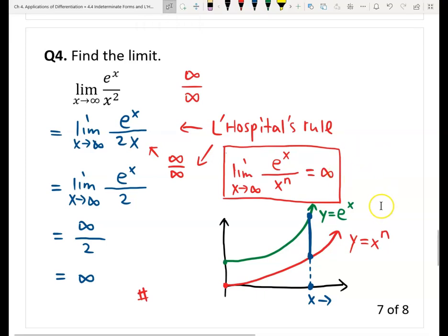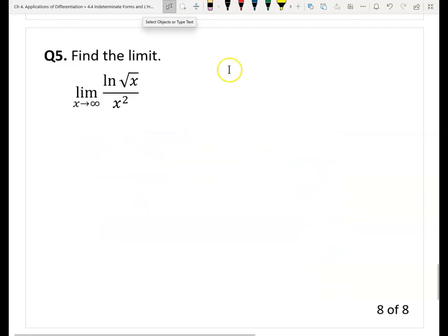If we put the last question and this question together, we have these results. Among the exponential function, power function, and the log function, which one is the fastest going up to infinity? Exponential. Which one is the slowest? The log function, right? And the power function is in the middle. Okay, this is a famous result. Now let's practice one more question.